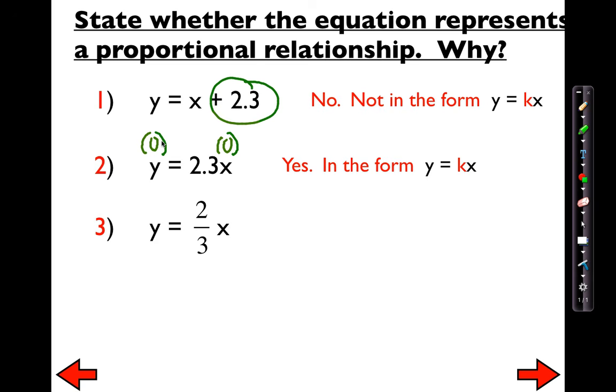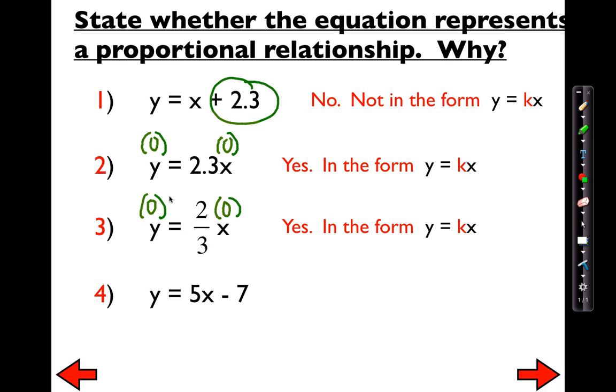Number 3, I'm going to say yes again because it's in the form of y equals kx. And once again, I can prove to you if I made x 0, then 2/3 times 0 would make y also a 0. How about number 4? The answer is no, because it's not in the form of y equals kx because of this constant here. And again, I can prove it to you. If I made this x as 0, I would say 5 times 0 is 0 minus 7 is negative 7, which means it does not go through the origin, which means it's not a proportional relationship.